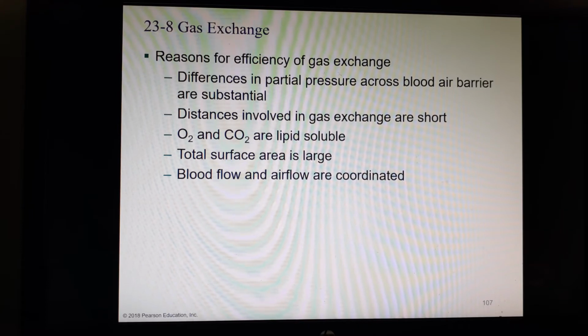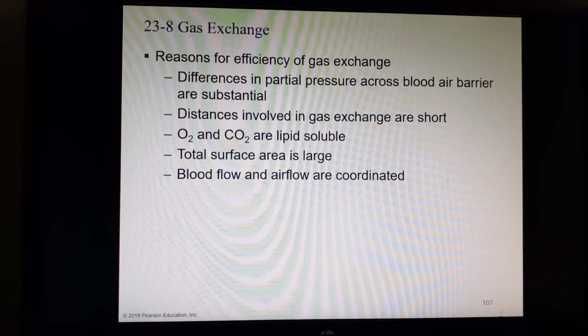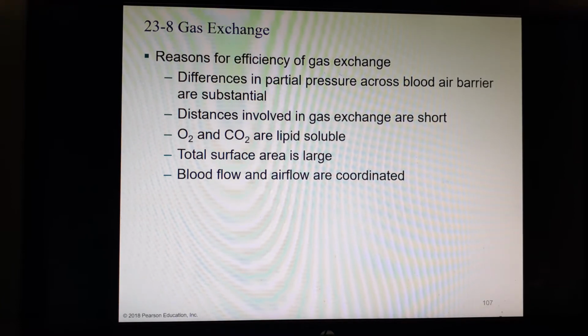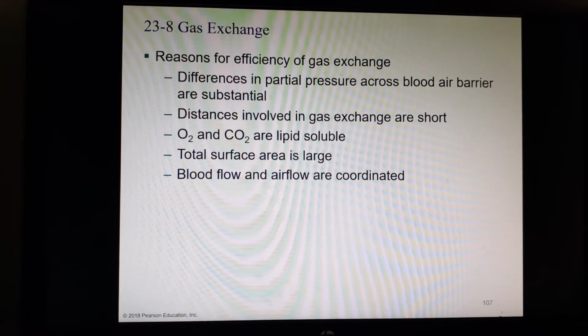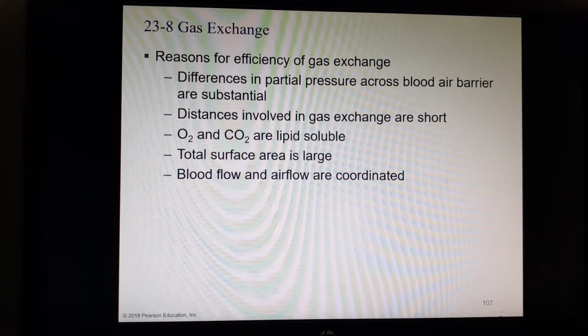They're going to be the differences in the partial pressures. So when you have more of a gas in the air than you do in the blood, that gas is going to be driven by the pressure of the air into the blood. If you have more of that gas in the blood than in the air, it's going to be coming out of the blood and into the air.